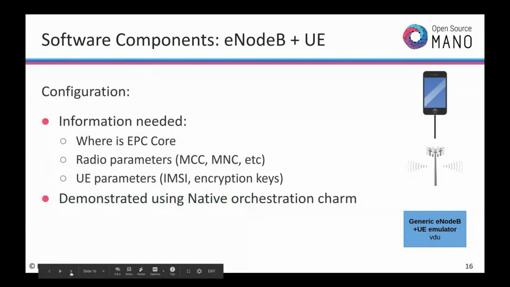Oh, I jumped ahead of myself here with the native orchestration charm, sorry. So the information it needs to know is, well, what's the IP address of the core? What are the parameters for the radio? And what are the encryption keys and identity of the cell phone? These are things that we're going to be able to provide, or have OSM provide automatically, as part of the deployment.